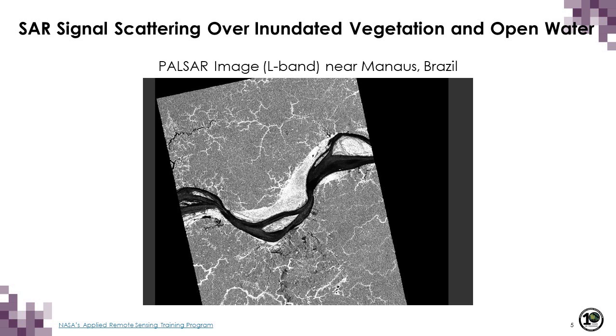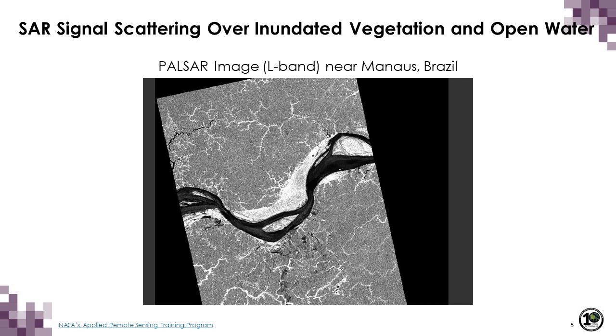Here we have an example of the SAR signal scattering over areas of inundated vegetation and open water. This figure is an L-band HH polarized image from the Japanese PALSAR sensor on board the ALOS satellite over an area near Manaus, Brazil. The very bright white areas are flooded vegetation and the dark areas are open water. So that river that's running through the middle is dark because open water is a smooth surface and causes specular scattering. All of the very bright white areas throughout the image are flooded vegetation because of double bounce.